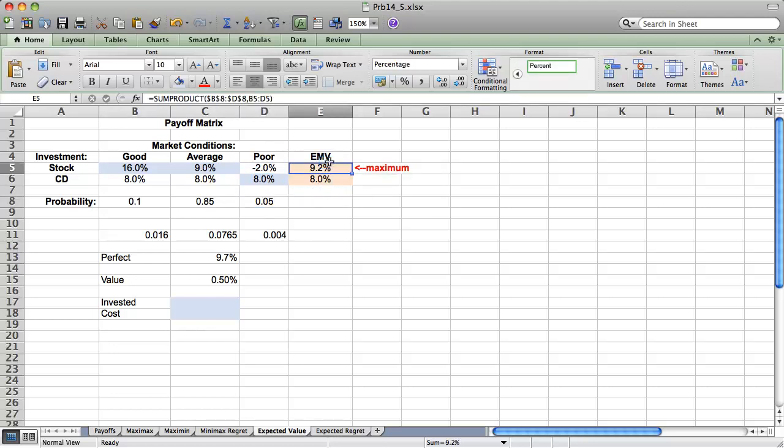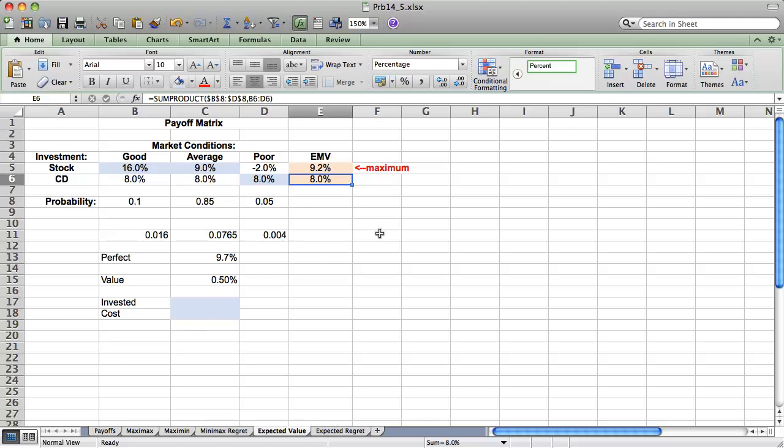So the weighted average for stocks shows 9.2%, which is better than that constant 8%. So the expected value 9.2% tells us to make the decision to invest in stocks.